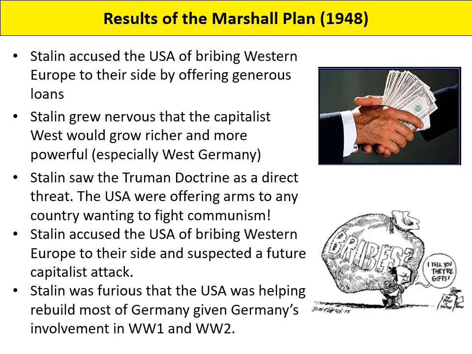Now, the results of the Marshall Plan are incredibly similar to the results of the Truman Doctrine. America was accused of bribing the West, which they kind of are, to be honest, showing the value of capitalism by bribing them with the fruits of capitalism. Stalin was growing nervous that the capitalist West would grow richer and more powerful, and in particular, West Germany.